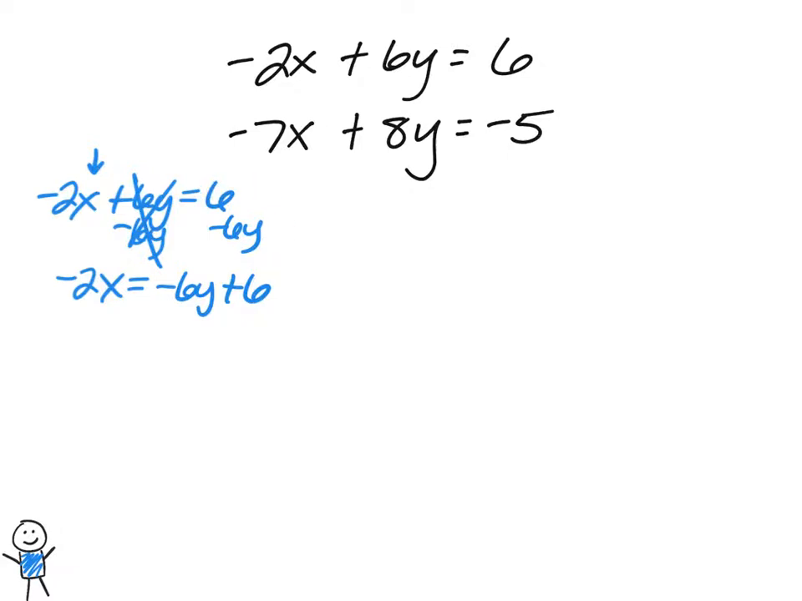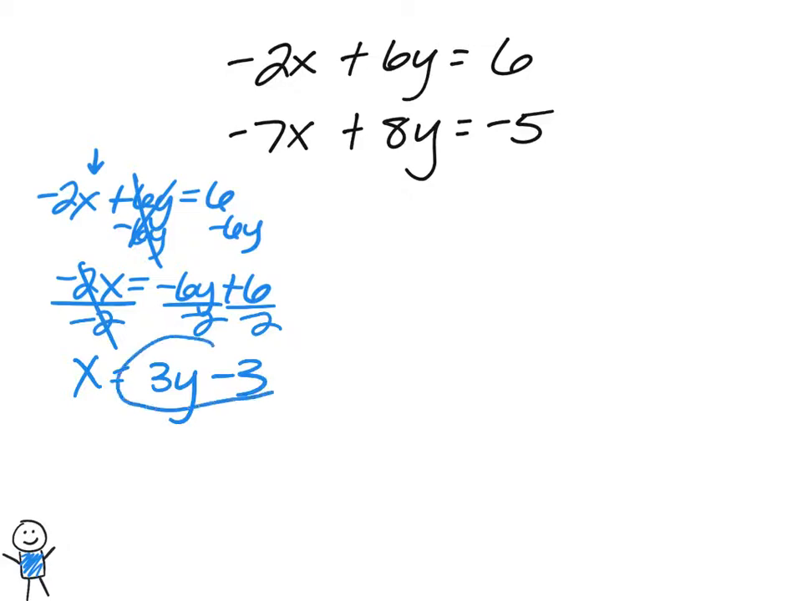Continuing to solve, we'll divide everything by negative 2. To get a value for x is equal to negative 6 over negative 2 is 3y. 6 divided by negative 2 is negative 3. So I just used my rules of algebra to isolate the x. That's good. Now I can take that x value, 3y minus 3, substitute it in place of x in the second equation like I've been doing on the previous examples.